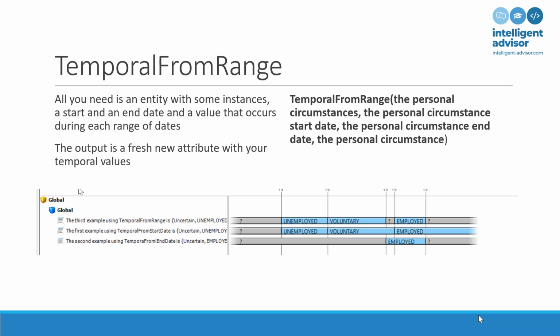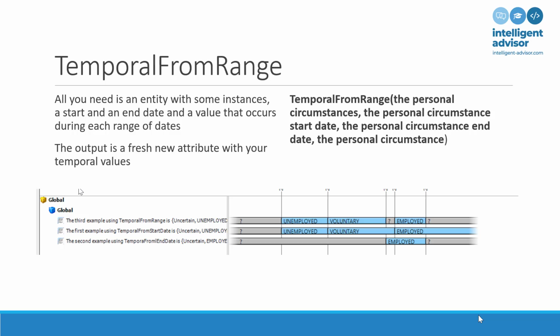How they handle the information that you give it, so if you give it some personal circumstances from your entity, how they build the attribute and reflect the data that's in your entity depends a little bit on whether you're using temporal from start date, temporal from end date, or temporal from range. And as you can see in my screenshot, it's okay, to begin with at least, if you don't have data that completely matches up. You'll notice I have periods where it is uncertain. You would need either to fill that up with your own rules or with data, but the point is, when you use temporal from range, be aware that you might not have data that all matches up.